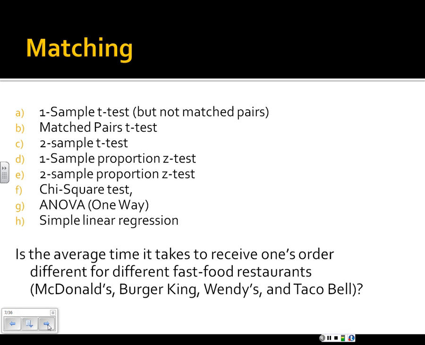Okay, got another one with average. So again, if it's average, we know we're talking about one of those, average, quantitative variable. The time it takes to receive the order, but it's different for these fast food restaurants. And so whoever's doing this is going to 4 different restaurants. And so since that's more than 2 groups, that's ANOVA.